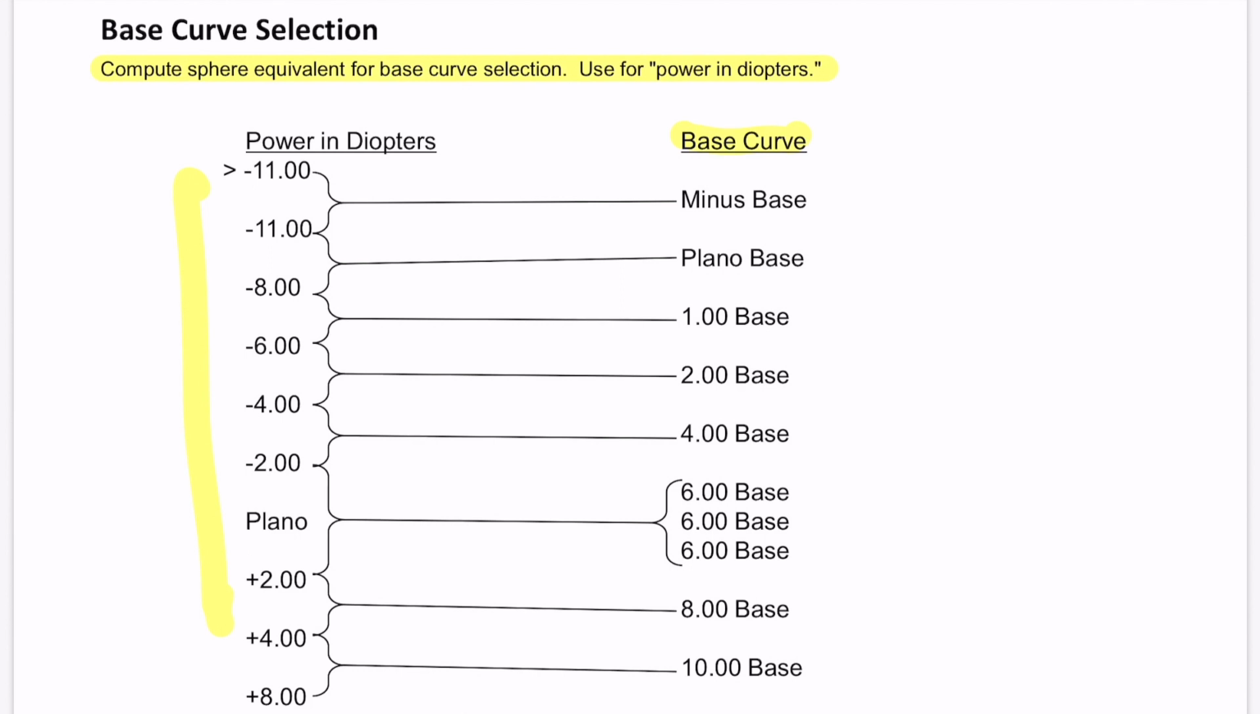What you'll learn about this is that a 6 base will be used for a plano. That's your middle of the line base curve. And as your dioptrical power gets more minus, your curve gets flatter, including a minus base curve. And as it gets more plus, it gets steeper.